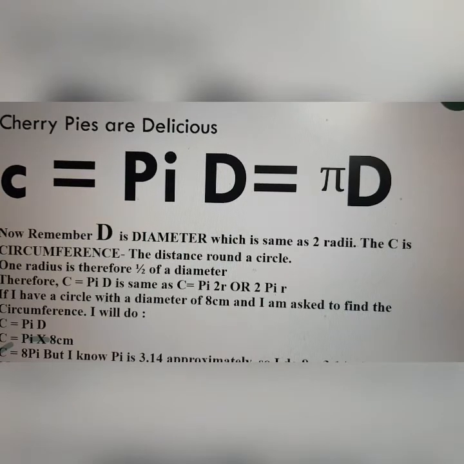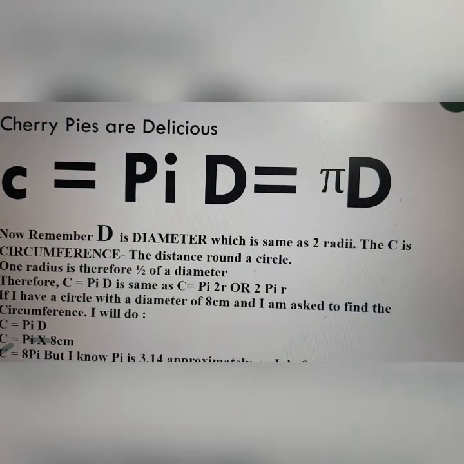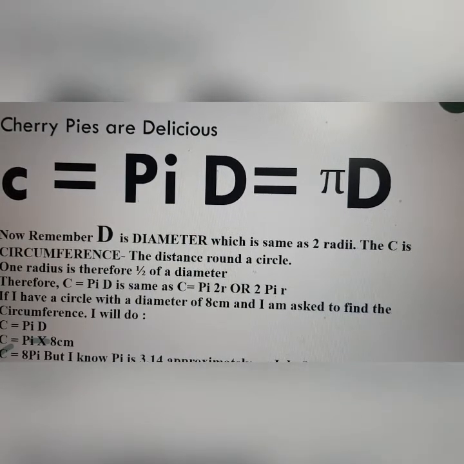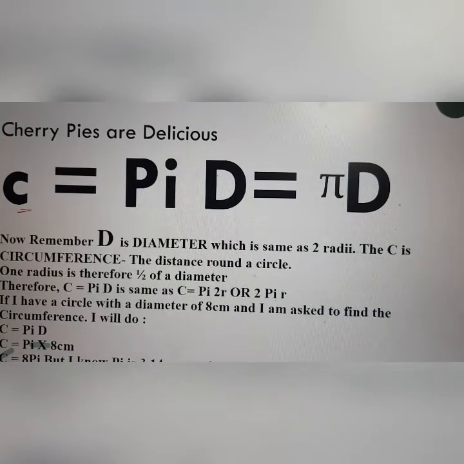So the first thing we want to talk about is cherry pies being delicious. So cherry pies are delicious. In this case, the C is for the circumference and the pi is that pi we have there. In mathematics, we don't tend to write the pi as pi. So if we are saying cherry pies are delicious, we don't write it as pi, we write it as this pi here.